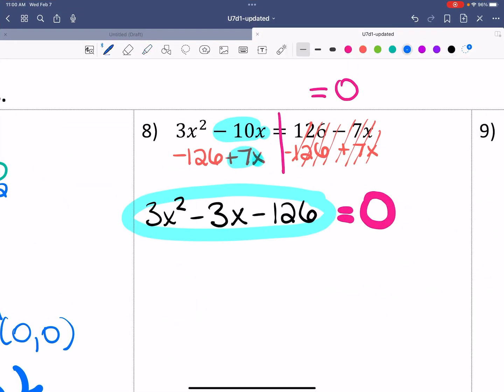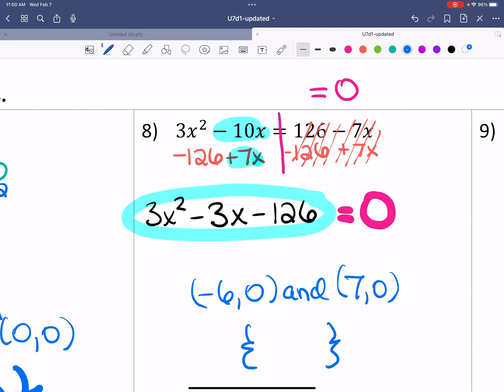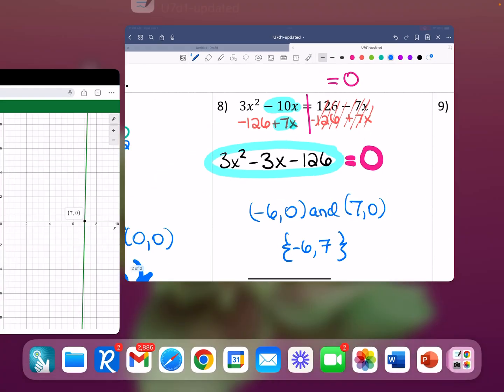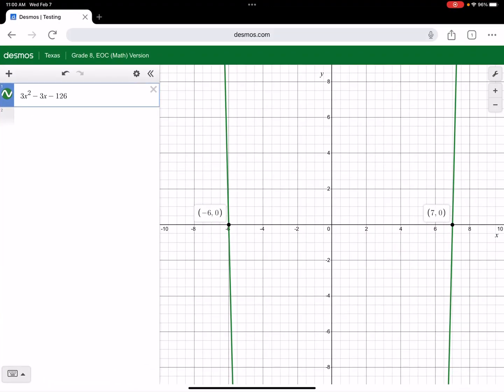So I'm gonna write them as ordered pairs, negative 6, 0 and 7, 0. And then I'm gonna practice writing it in that second form, where all I do is just take the x number negative 6 and the x number 7 and make a list of x values. So it only crosses the graph, and double checking, it only crosses the graph at negative 6 and 7.